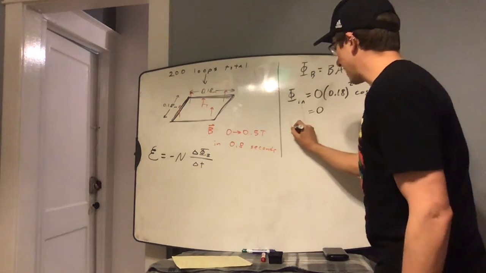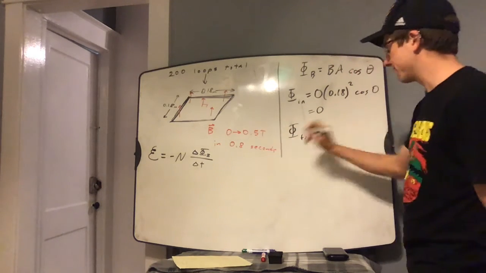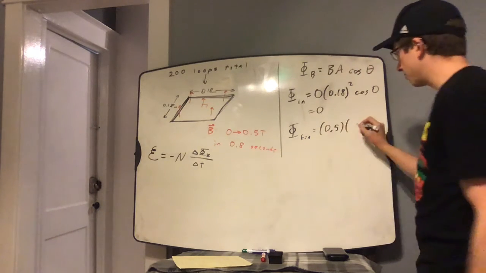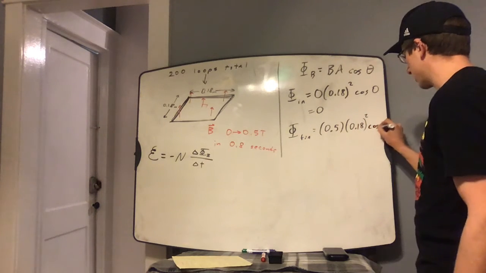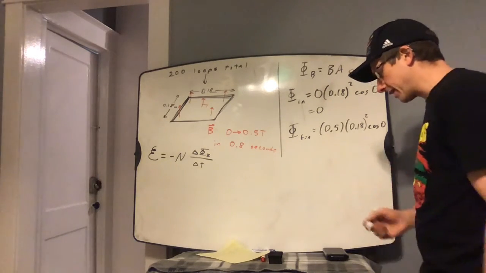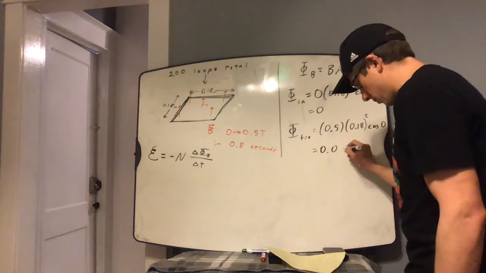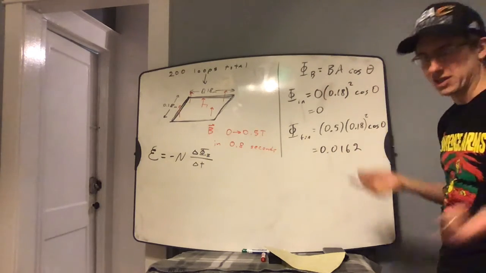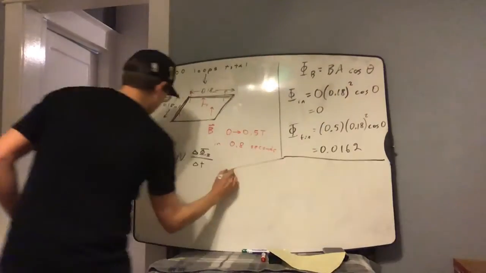The final value for the magnetic flux is going to be 1/2 Tesla times the area of the loop, which is 0.18 squared, times again the cosine of 0. And when I put these numbers into a calculator, I get the final magnetic flux is going to be equal to 0.0162. And Tesla meter squared is the unit, but the unit won't really be that important here.